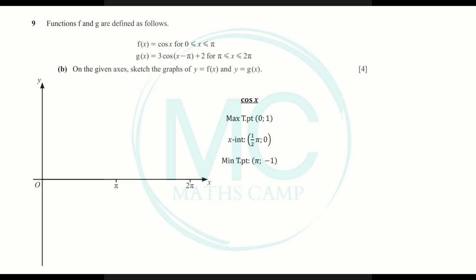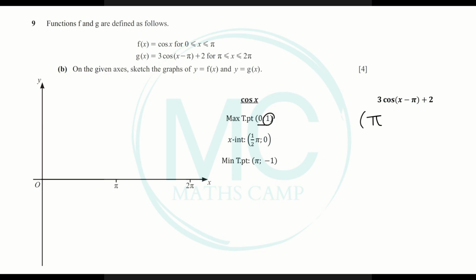Now that we have these coordinates, we can manipulate them for the coordinates for the graph of g of x. So let's write down the equation, 3 cos (x minus pi) plus 2. The maximum point for cos x takes on coordinates (0, 1). But for g of x, our point has shifted pi units to the right. So our x-coordinate will be pi. The y-coordinate for cos x is 1.